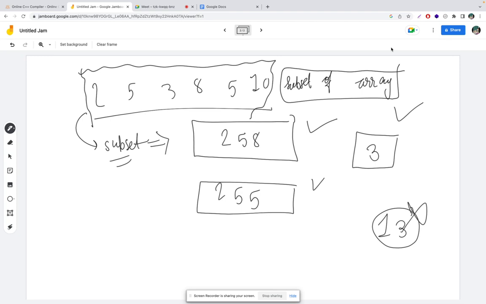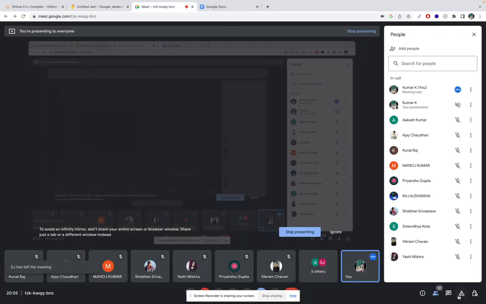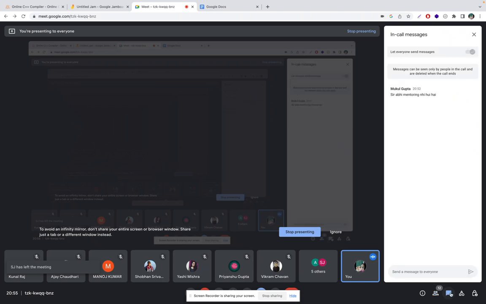Okay, let me check the chat. You also write in the chat box. I hope the meaning of subset would be clear because it's very easy. Guys, please write in the chat if you understood the meaning of subset. Then only I will go ahead with the dynamic programming session. Okay, Yashi is saying yes. Others also please contribute. Priyanshu, Vikram, Shobhan, Manoj, Kunal, take some effort and write in the chat if you understand what is the meaning of subset of array. Okay.